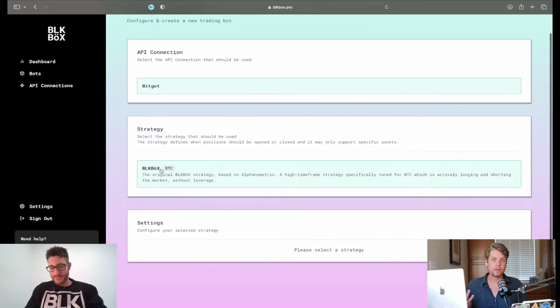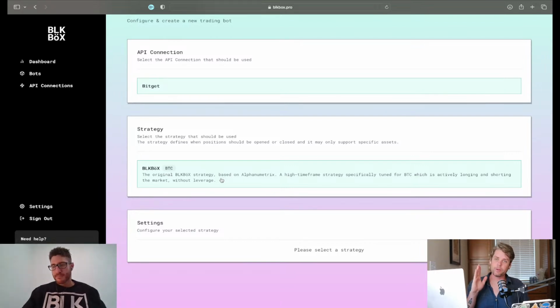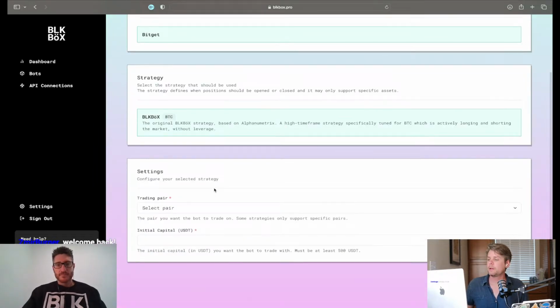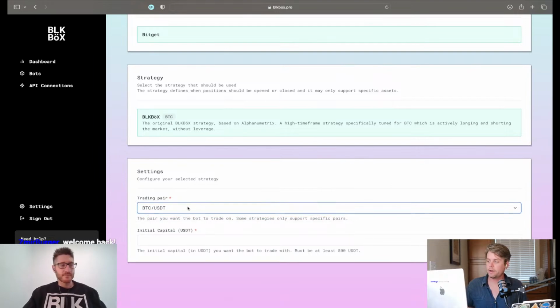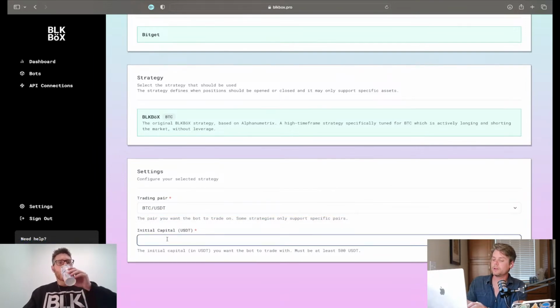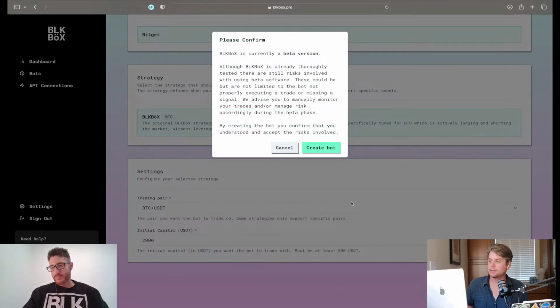We only have one strategy currently, but in the future we're going to have DCA strategies. We're going to have buy the dip strategies. We're going to have a whole bunch of other ones, but right now we're just going with our flagship strategy based off of alphanumerics. We're then going to select a trading pair. Again, we only have one currently, and it's going to be BTC USDT, the tether pair. And the initial capital we're going to deploy today is going to be 2,000. Go ahead and select create bot.